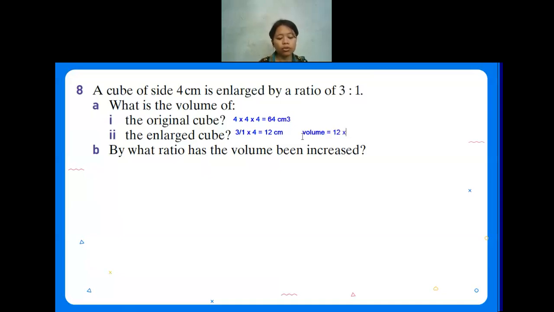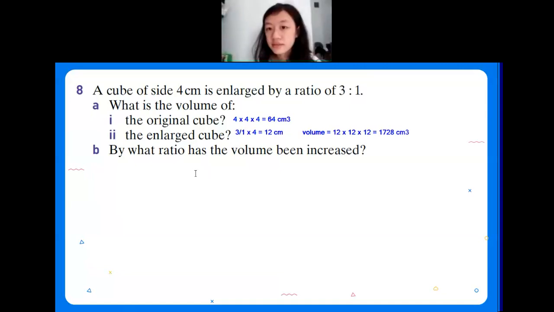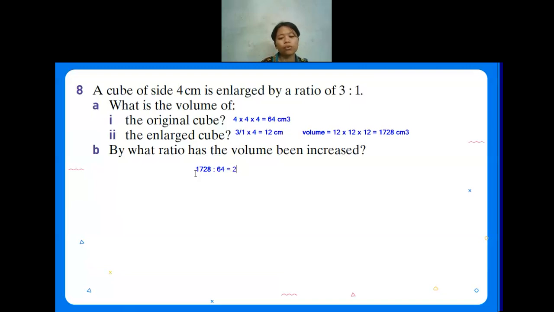12 times 12 times 12 equals 1728 centimeter cubed. Now, by what ratio has the volume been increased? 27 to 1, teacher. Okay, so 1728 to 64, which we can simplify to 27 to 1.